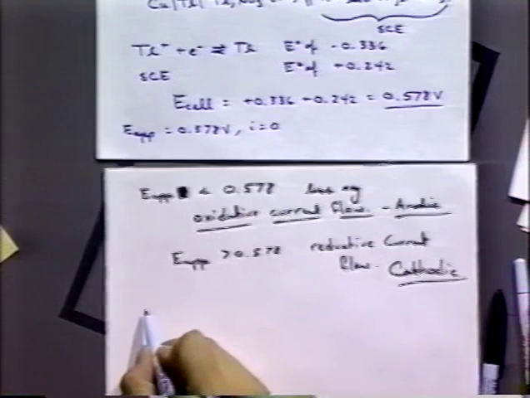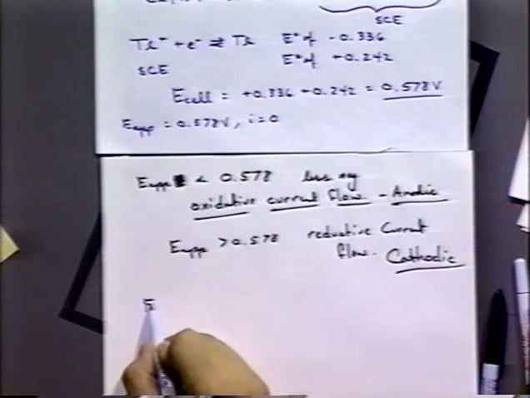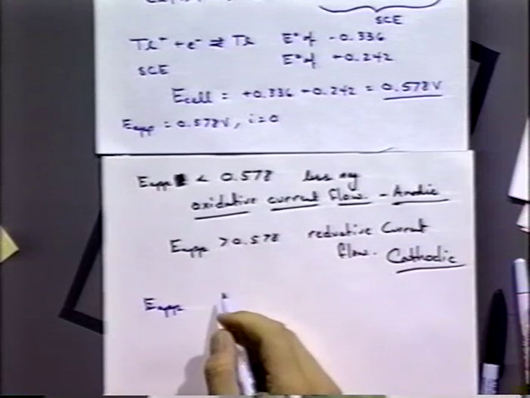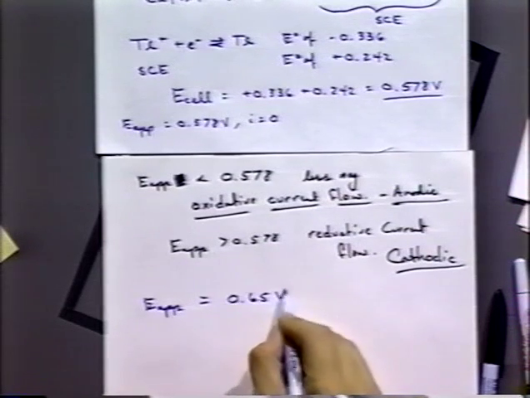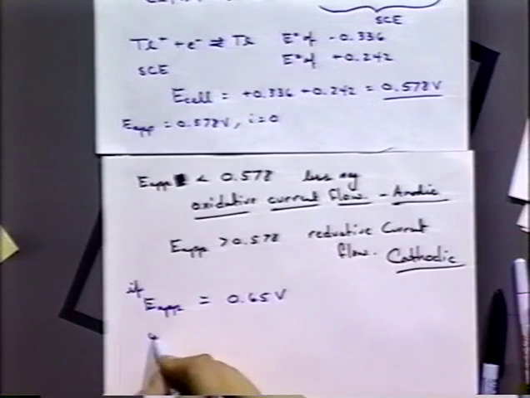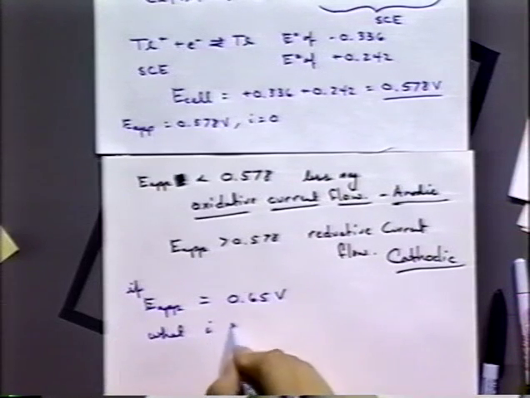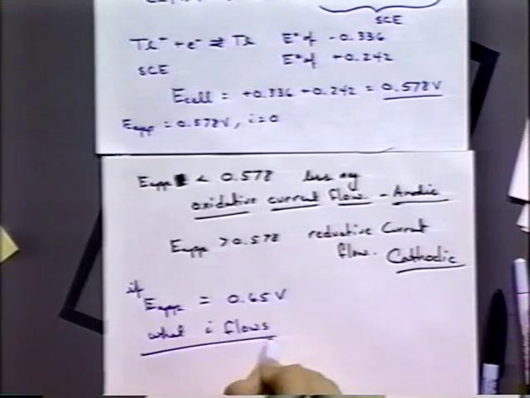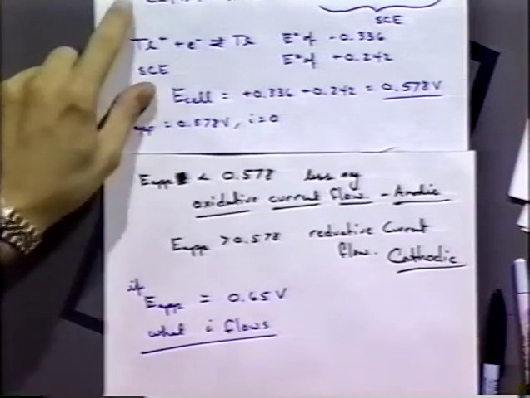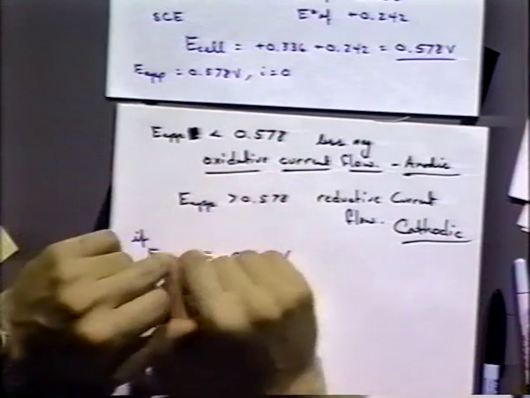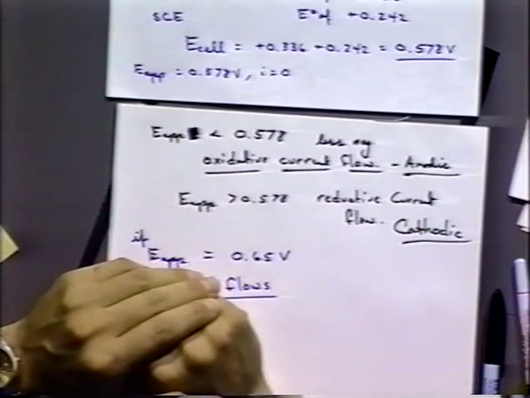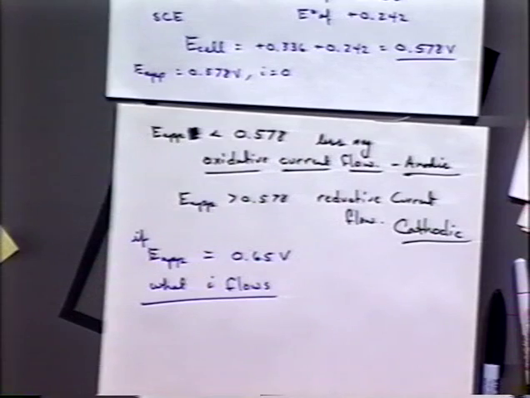The question we want to ask ourselves is, if we apply, say, some arbitrary potential, let's say 0.65 volts, what current flows? That's really what we're interested in knowing, isn't it? If we apply different amounts of potential, how can we relate the potential difference on the terminals to the current that will flow eventually in our system? That's really what we want to know. So how do we figure that out?